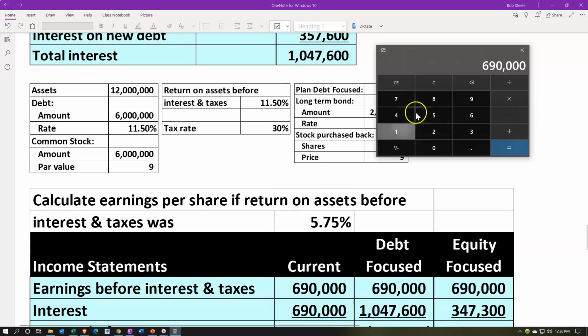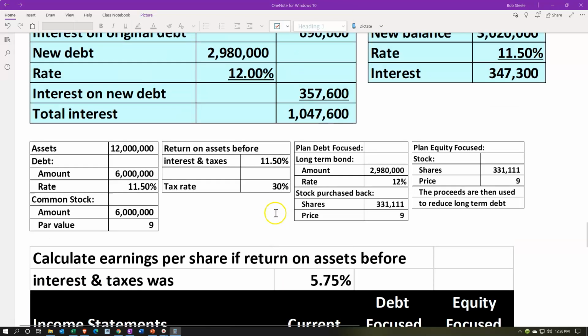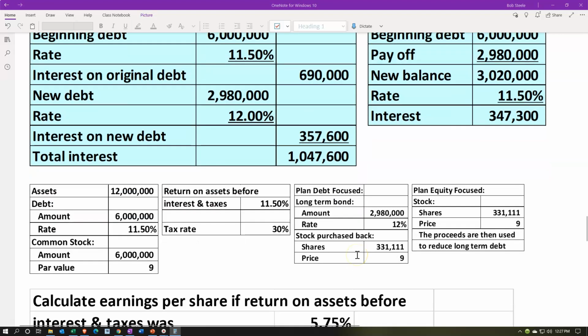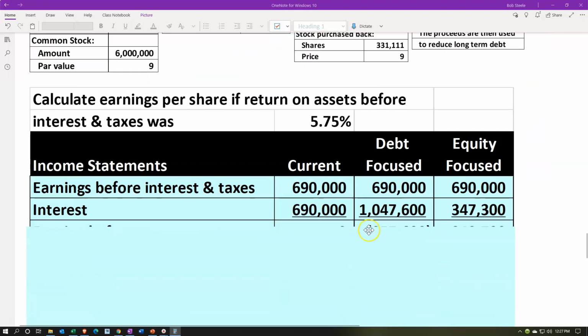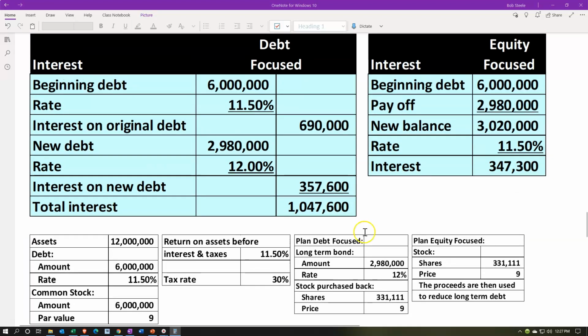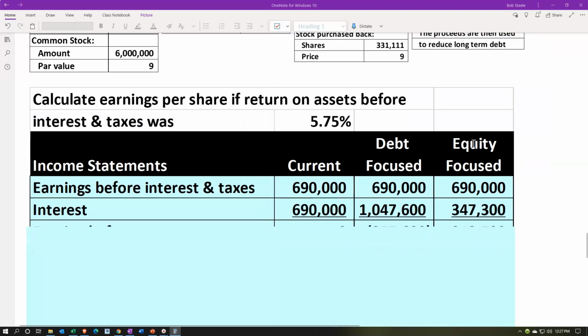On the debt-focused plan, we have the same calculation that we saw up top, in that we had the original debt and then the new debt, giving us that 1,047,600. Remember what the plan was: we issued the debt and then we bought back the stock with it. So now we have more interest on that plan. The equity plan, we have the same format up top. Remember what the plan was there: we're going to issue more stock, and then use the proceeds from the stock in order to buy back some of our debt. Therefore, the debt under that plan was reduced, and that results in the interest being reduced for that plan.